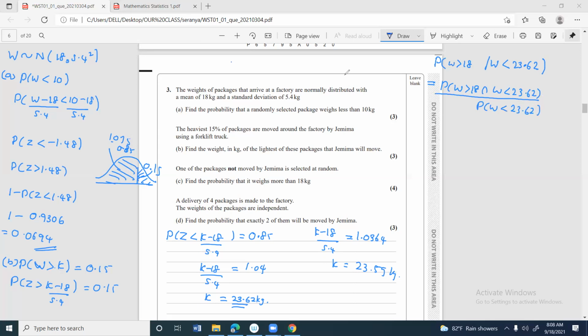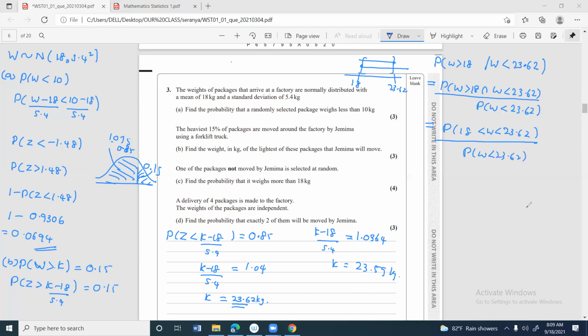In this case, it's more than 18 and less than 23.62. Then what is the intersection? The intersection is in between these two. Okay, the numerator becomes the probability of W less than 23.62 and greater than 18, divided by the probability of W less than 23.62.